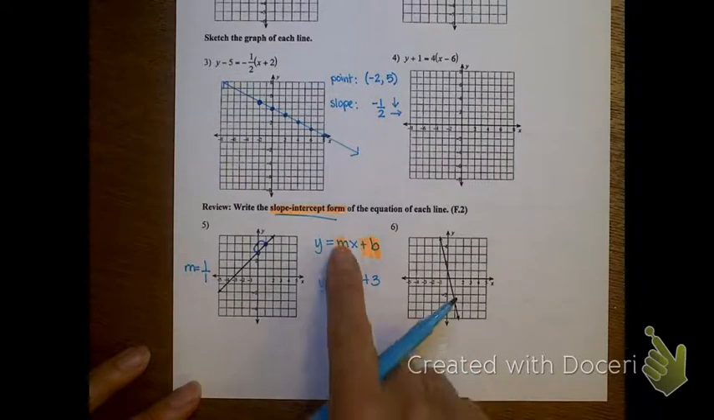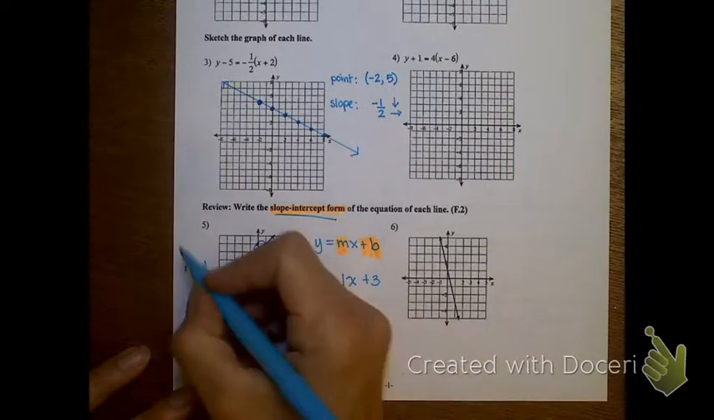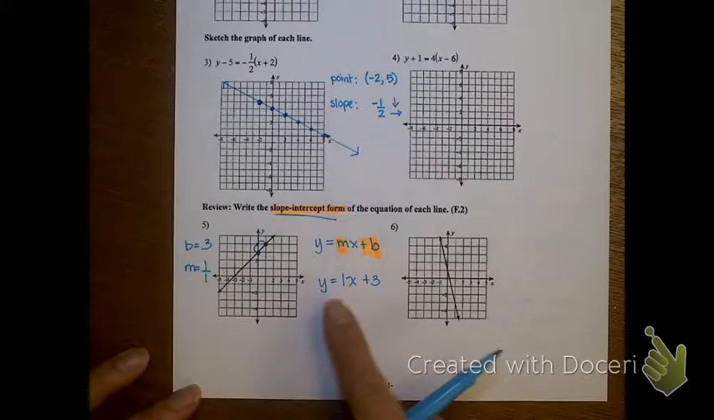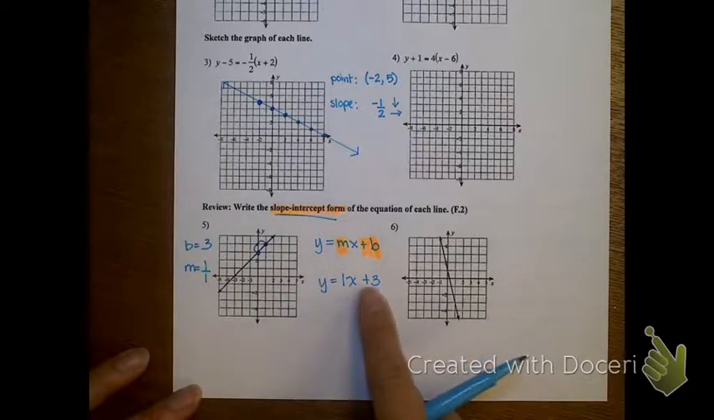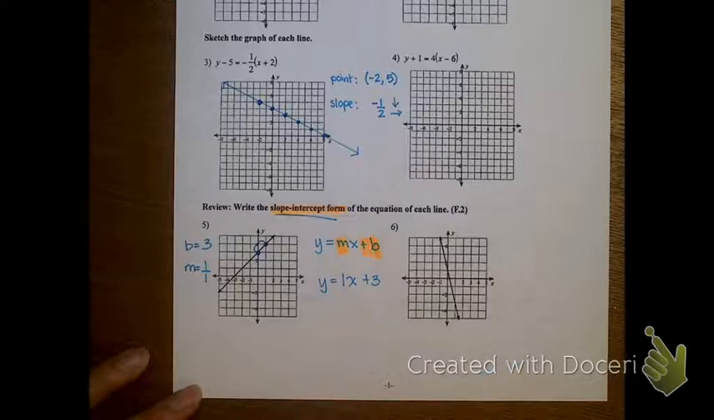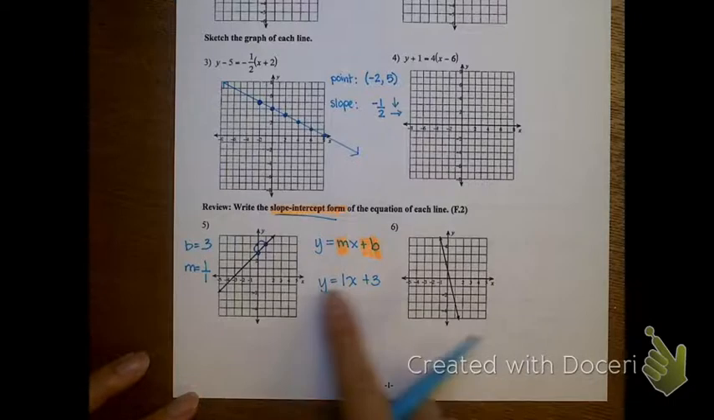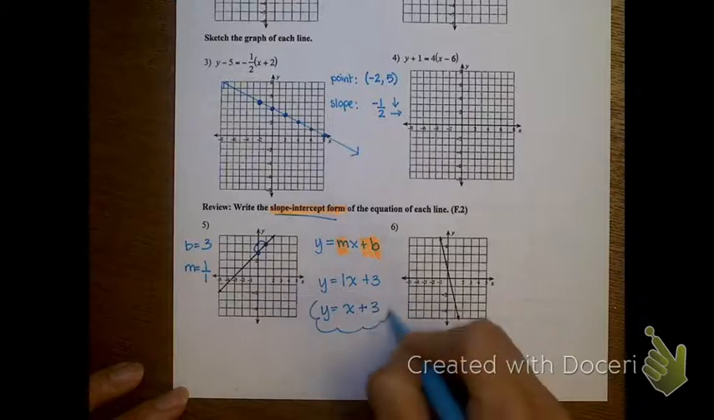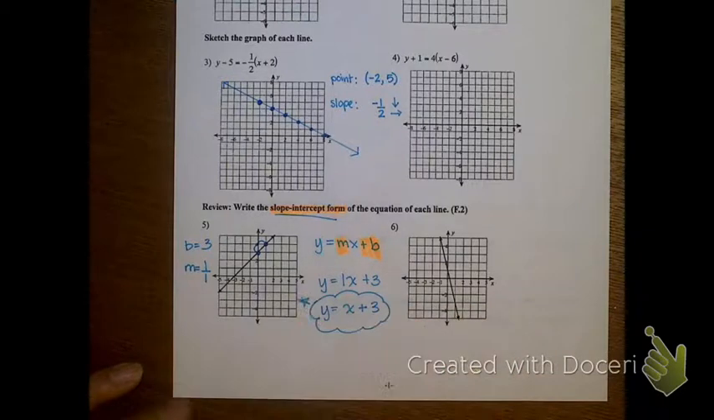I filled in my slope. I filled in my y-intercept, right? Because my y-intercept was 3. But is this the most simplified version of the line that I could write? What's even more simplified than this? y equals x plus 3. Okay. Does that make sense what we did there? Are there any questions on that one? Okay, if you're done with that one, flip over your paper.